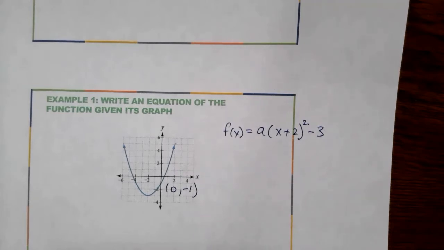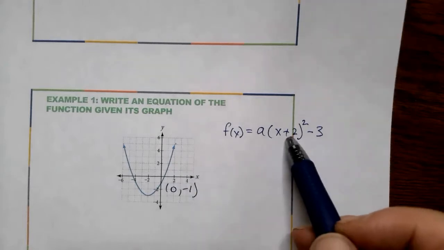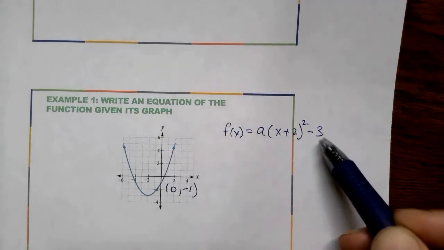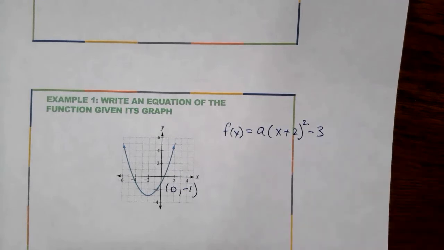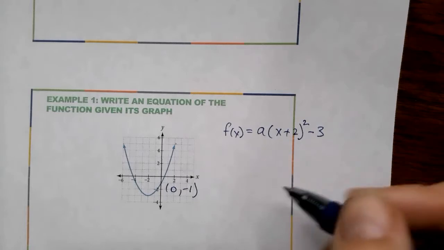The only point that it cannot be is the vertex, because we already used the vertex. It's in there, and you're going to get an identity when you plug in that point again. So it has to be any point on the parabola, easy to read, but not the vertex. Okay, so let's actually plug in the values.